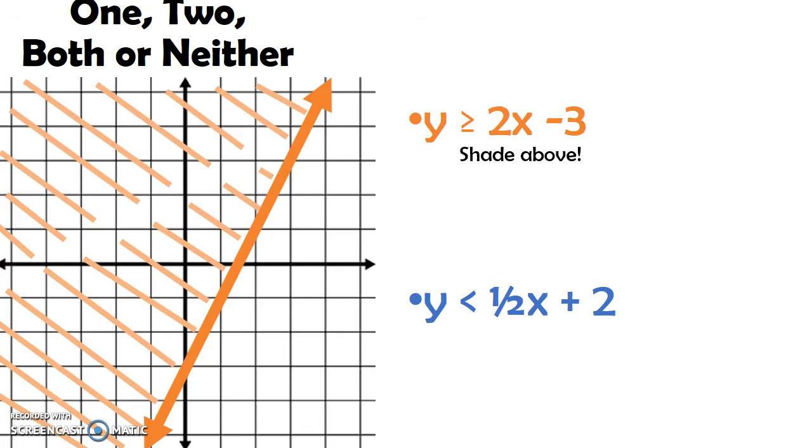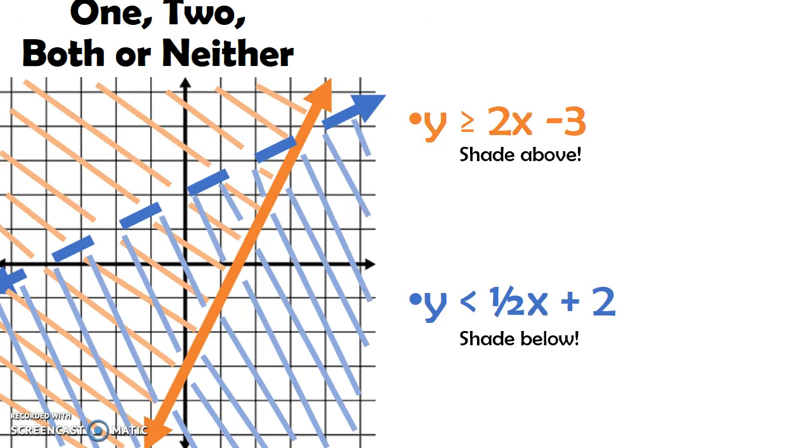So I'm going to graph my second line. I know my y-intercept is going to be at positive 2. The 1/2 slope tells me I'm going to go up 1 and to the right 2. Remember, I do a dotted line anytime there's no "or equal to" in my inequality. So I know I'm going to shade below my line, so I'm going to go ahead and shade that in.